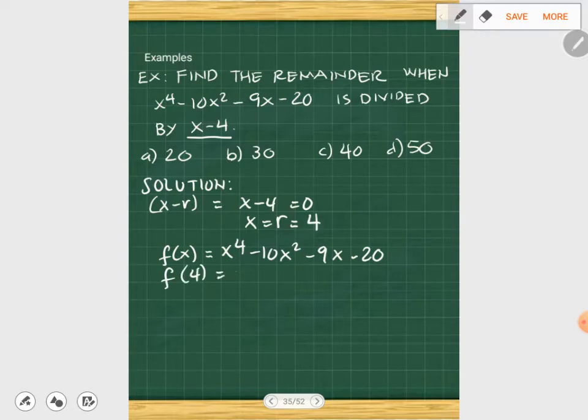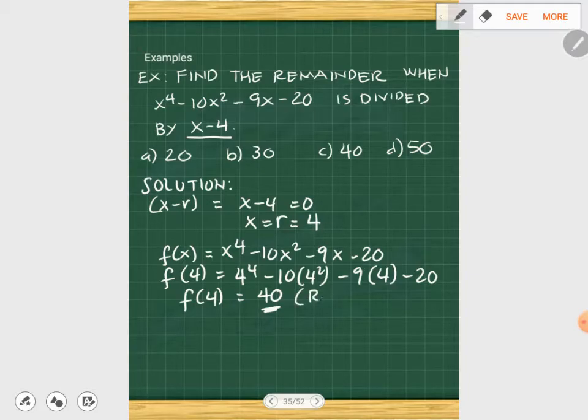So, in terms of 4, this becomes 4 raised to the power of 4 minus 10 times 4 squared minus 9 times 4 minus 20. So, yung function of 4 is we have 40. Ibig sabihin, since hindi nag-0 to, di ba? Hindi nag-0, ibig sabihin yung x minus 4 is not a factor.